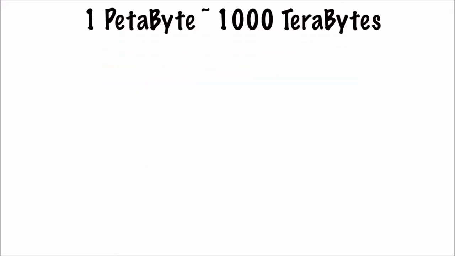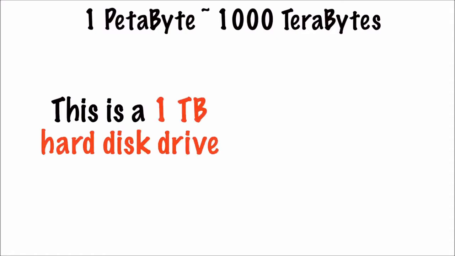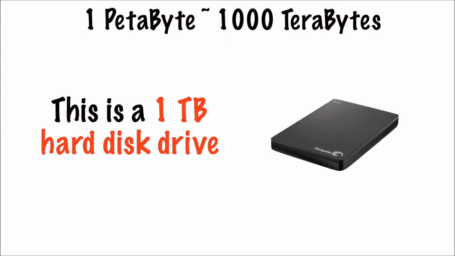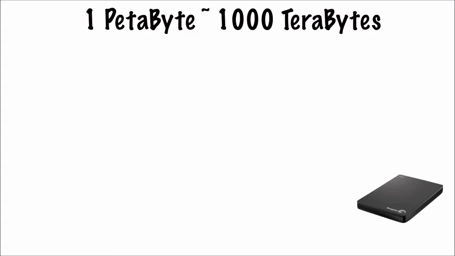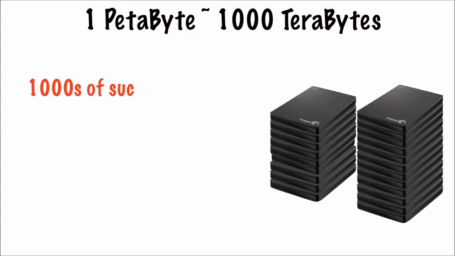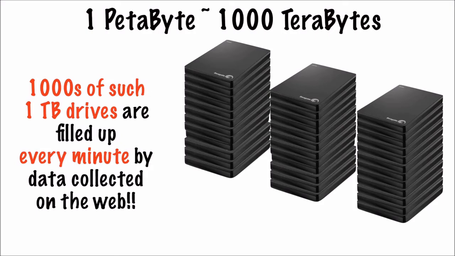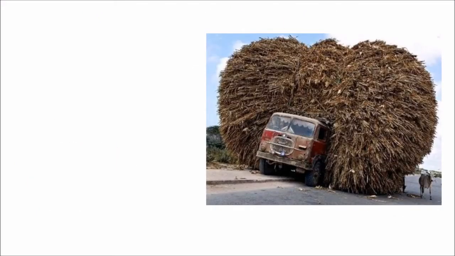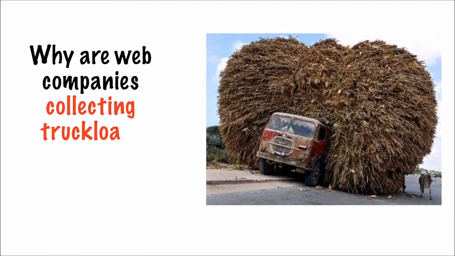1 terabyte is typically the size of the hard disk that you buy. So this is a 1 terabyte hard disk drive that you see on screen right in front of you. You've seen this. You've probably used it to back up all the stuff that's on your computer. Now imagine 1,000 such drives, right? Thousands of such 1 terabyte drives are filled up every minute by data collected on the web. That is the magnitude of data. This is how you should imagine the data that's collected on the web.